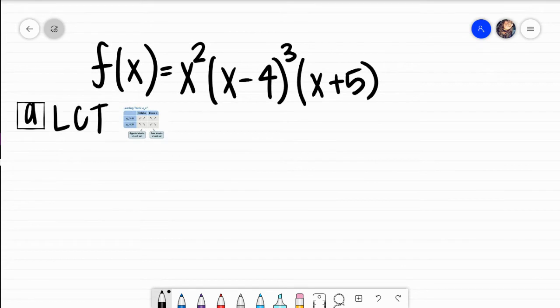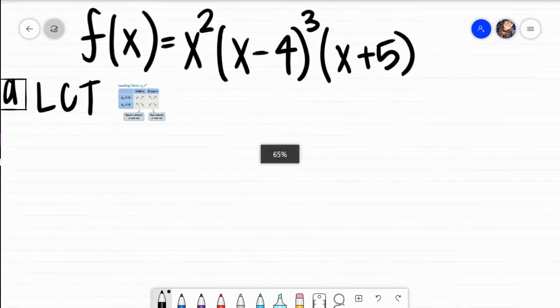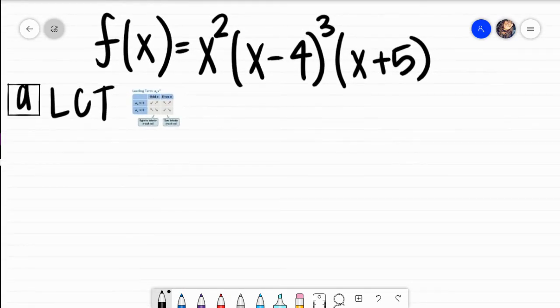So the leading coefficient test. What you do is you look at your leading coefficient. That table is really tiny. It is on a packet that I passed out, and it's also on your homework. If you look at view an example, it'll describe it to you more in words. And I already have a video on it as well.